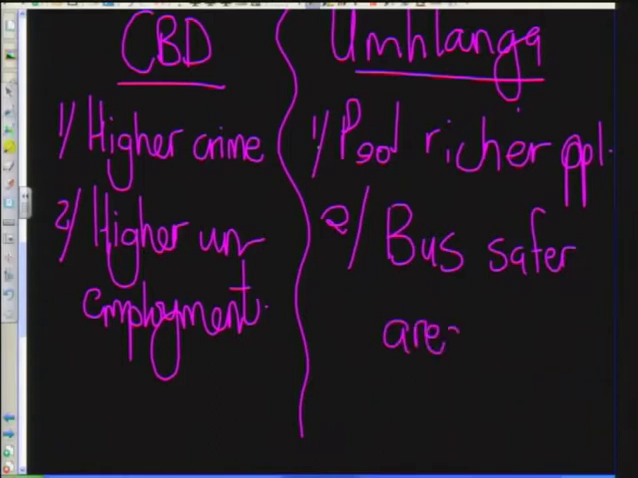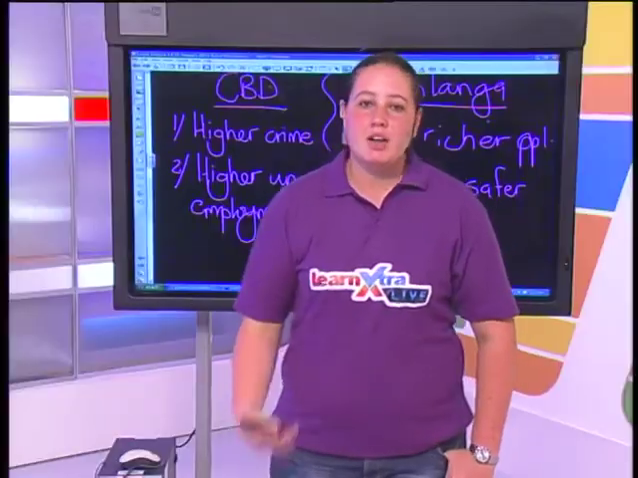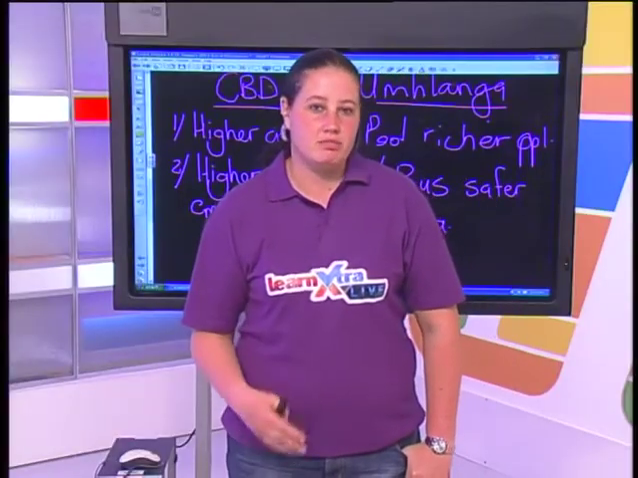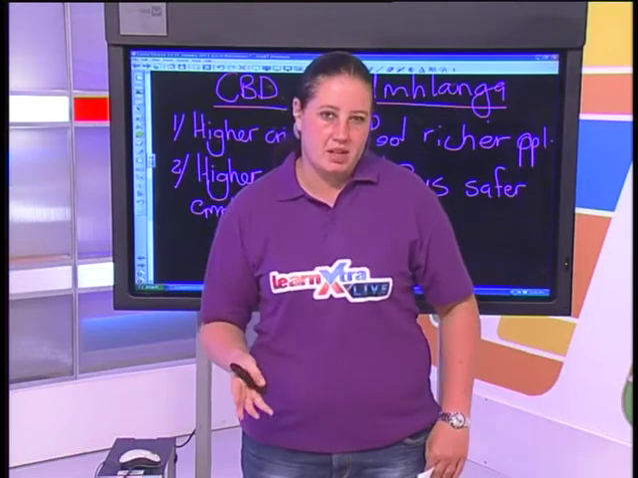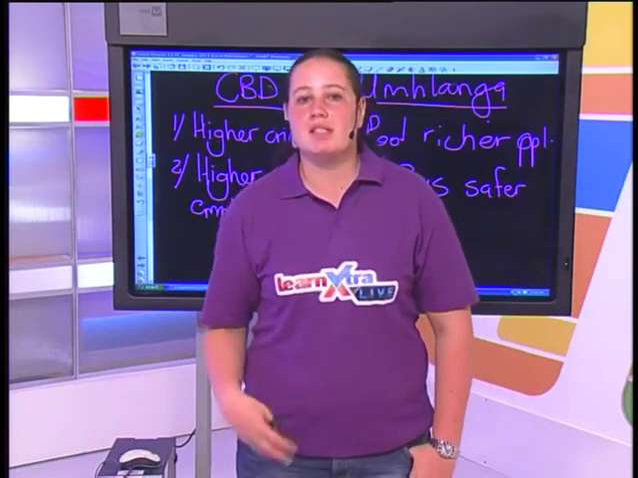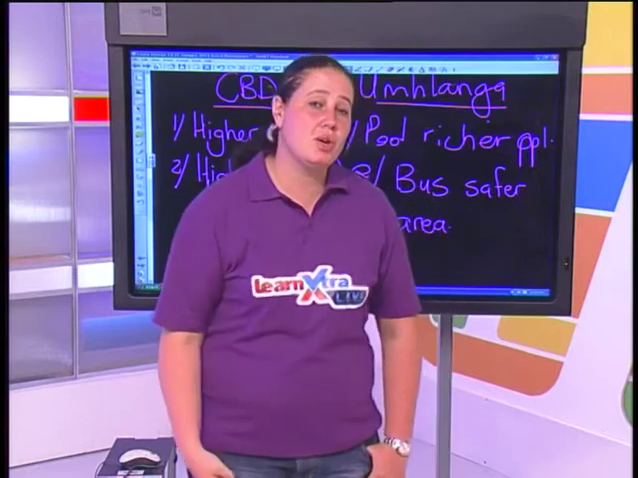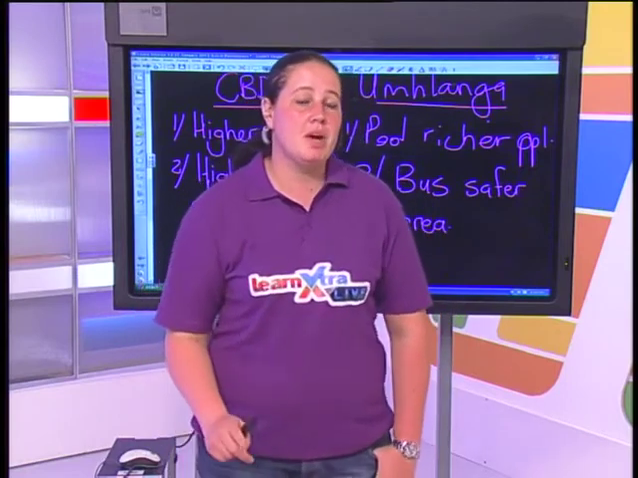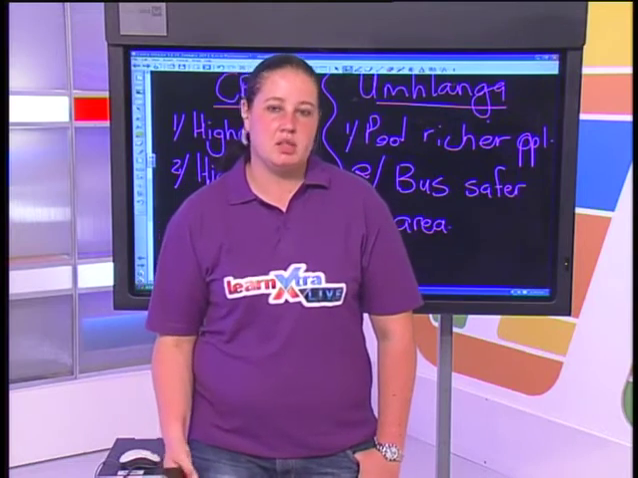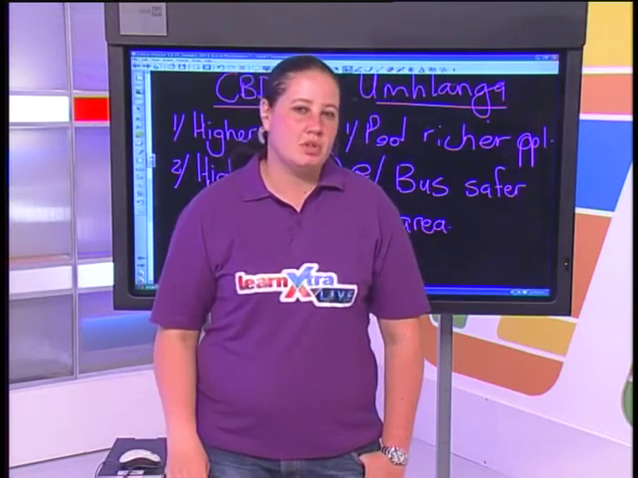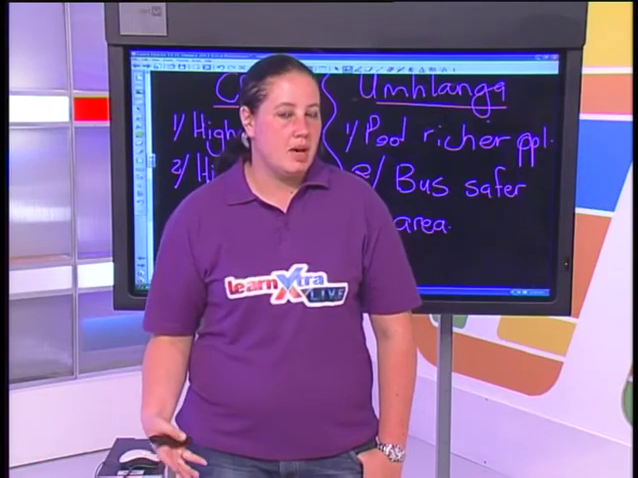Now, look at the CBD. We've got unemployed people, we've got higher crime rates, and that's going to affect that part of it. In Umhlanga, you've got richer people, and also the business is in a safe area, so you don't have to spend as much on security and things like that. But keep in mind, Umhlanga is also 20 minutes away from the CBD. So there's going to be time delays, transport delays, not much, but keep it in mind.